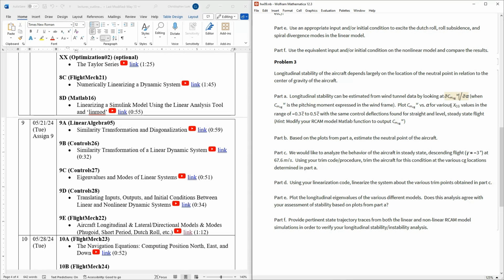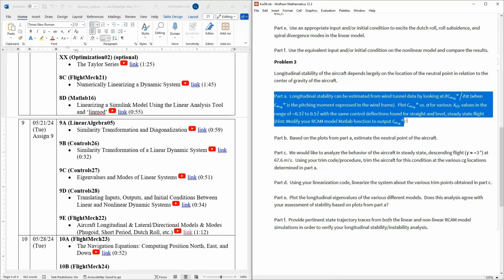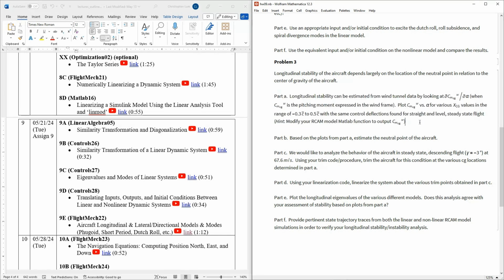Usually this is expressed in the wind axis if you're talking about this from a wind tunnel discussion. But long story short, you have this plot of pitching moment versus alpha. And what a lot of people say is that if the slope of this curve is negative, you're stable. If the slope is 0, you're neutrally stable. If the slope is positive, you're unstable in the longitudinal direction. So all I want to do in part A is just make these plots, okay?